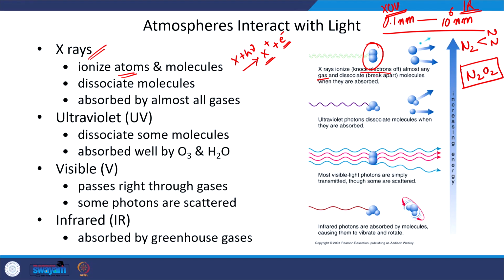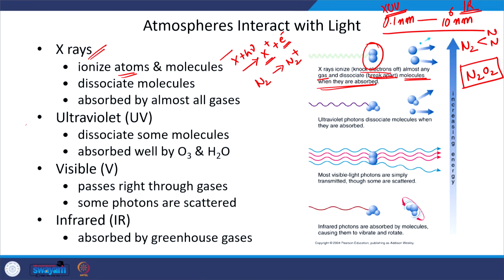So they can dissociate or break apart molecules when they are absorbed. Okay, so they can ionize atoms, and they can ionize molecules as well. So they can directly turn N2 into N2+, and are absorbed by almost all gases. So all the gases, for example carbon dioxide, nitrogen, oxygen, argon, can absorb X-rays. Absorption means that when this radiation is absorbed, it indicates that either an electron is removed or an electron is sent into an excited state, etc.